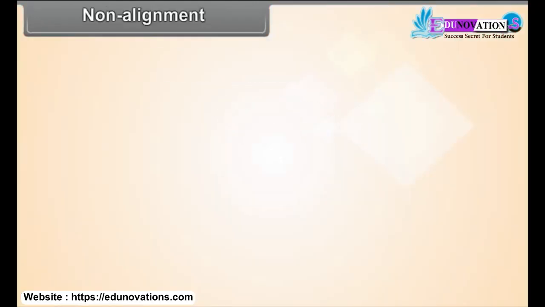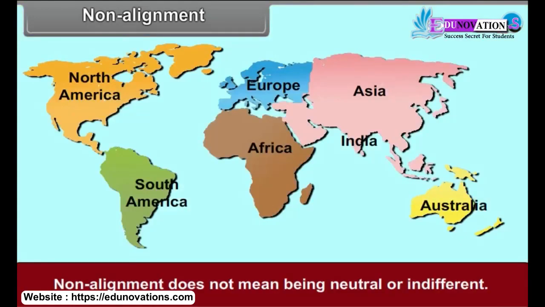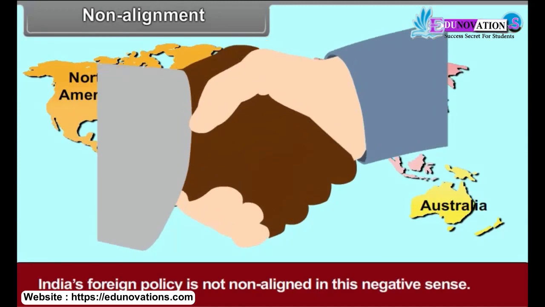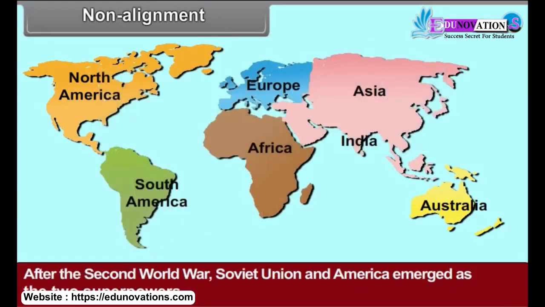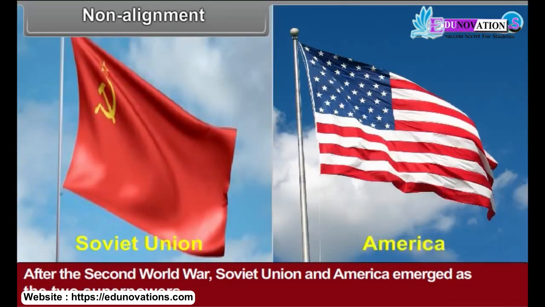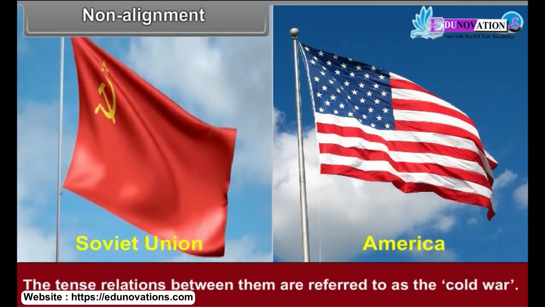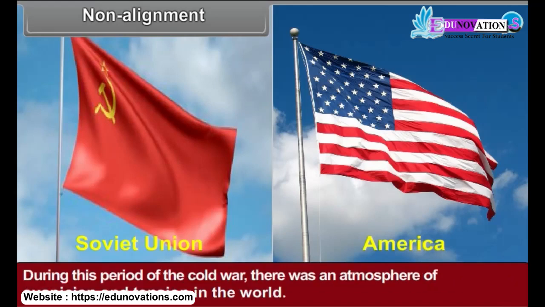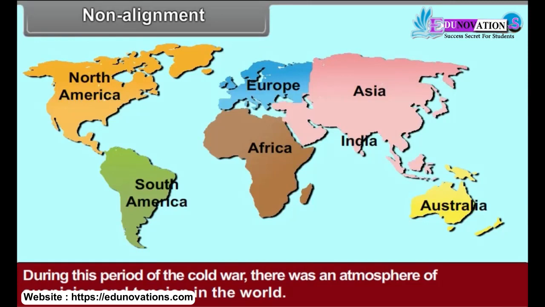Non-alignment. Non-alignment does not mean being neutral or indifferent. India's foreign policy is not non-aligned in this negative sense. After the Second World War, Soviet Union and United States of America emerged as the two superpowers. The tense relations between them are referred to as the Cold War. During this period of the Cold War, there was an atmosphere of suspicion and tension in the world.